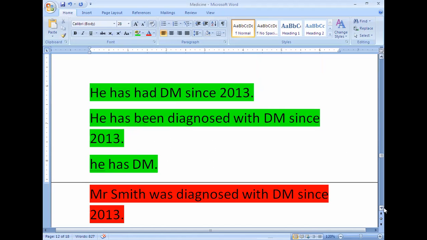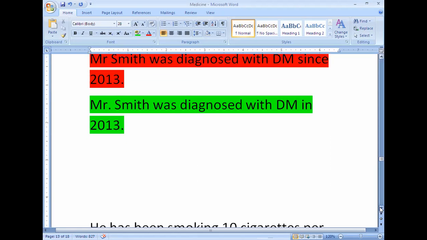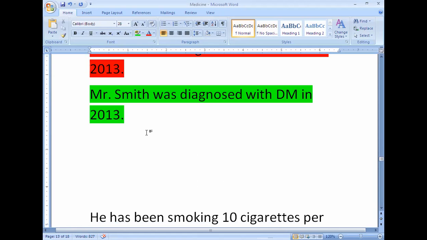Both are there. Sometimes we need to write about something that was diagnosed only at that time. We don't need to mention a period of time. Then we use was diagnosed, simple past. For example, if a patient was diagnosed with acute appendicitis in 2013, this is only one time. She is not still having acute appendicitis. We say she was diagnosed with acute appendicitis in 2013.